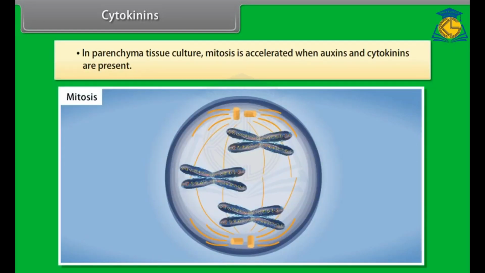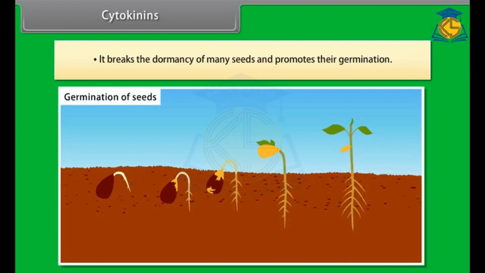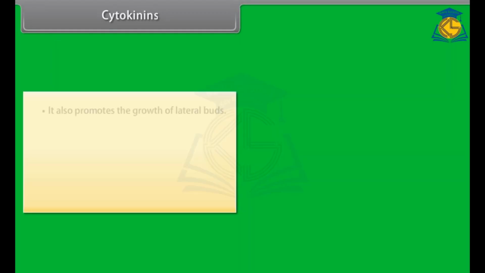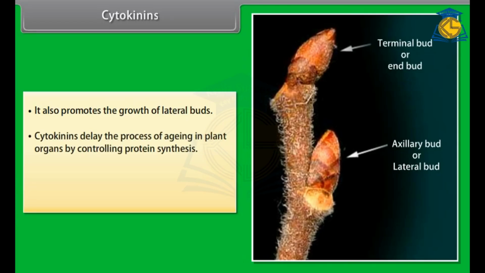In parenchyma tissue culture, mitosis is accelerated when auxins and cytokinins are present. It breaks the dormancy of many seeds and promotes their germination. It also promotes the growth of lateral buds. Cytokinins delay the process of aging in plant organs by controlling protein synthesis. It also helps in accumulation of salt in plant cells.